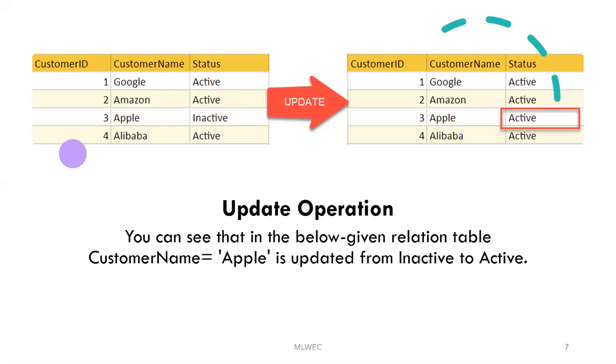So here you can see in the first table, tuple 3, the ID is 3 and the customer name is Apple. The status is inactive. Here we want to change that inactive mode into active mode. So we are giving customer name equal to Apple as the condition. Then it is updated from inactive to active mode. Like this we can perform the update operation. Here you see the status of Apple is changed to active. So this is called modifying the table, and modifying the status domain also.